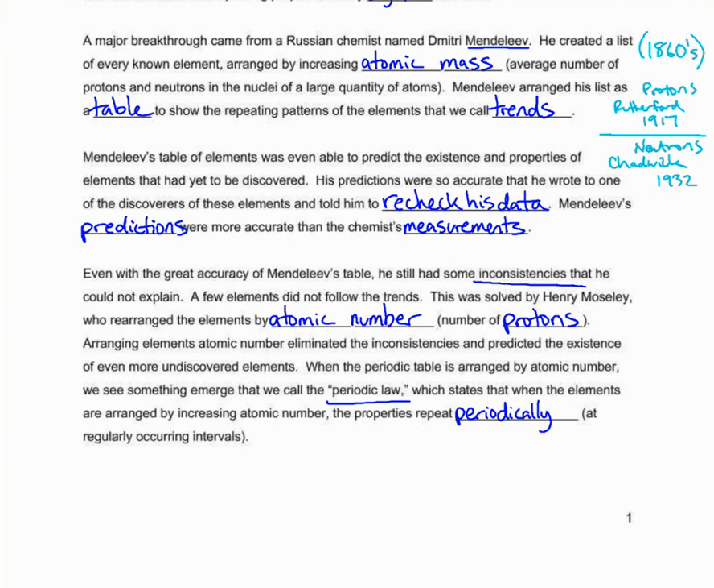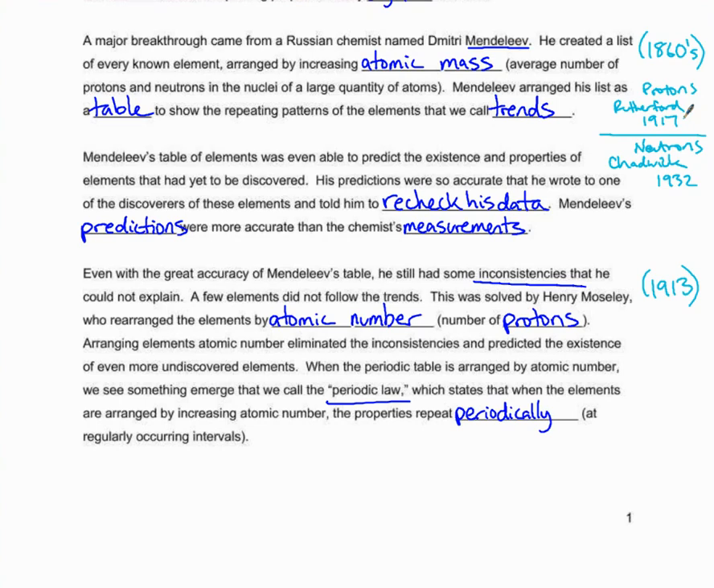Moseley, who arranged the elements by atomic number, which we now know is the number of protons, is doing his work in 1913. Now look at this. He is arranging the elements by atomic number in 1913 when protons aren't even discovered until 1917. Well, his experiment was looking, and he was seeing this strange pattern that turned out to be the atomic number. He didn't know it was protons, but he knew the atomic number was some sort of a pattern because of the data he was measuring.